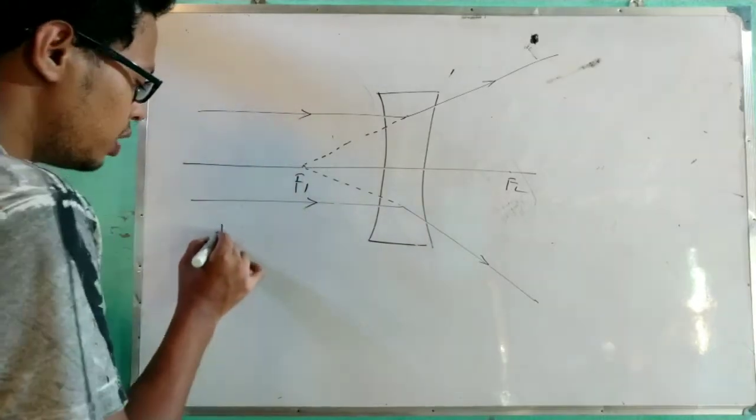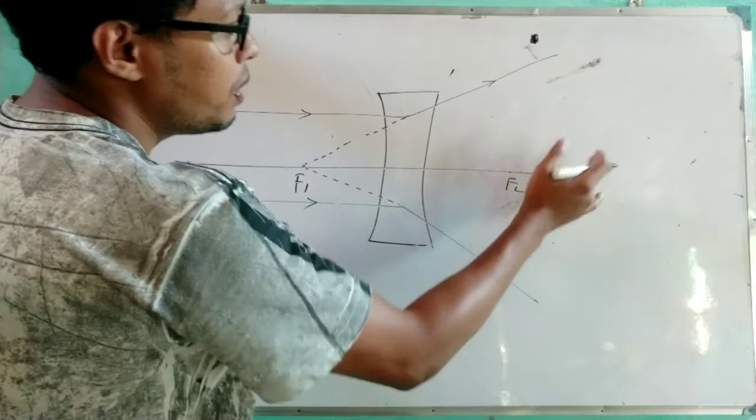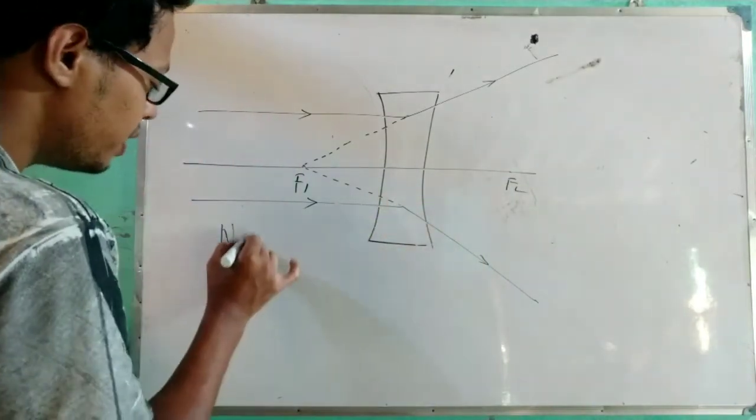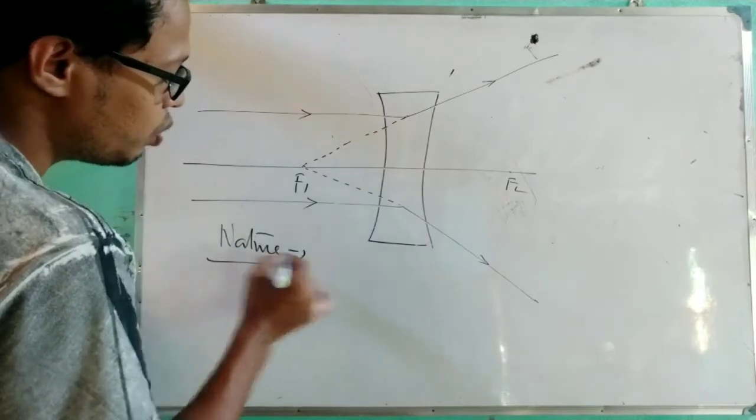And what will be the nature? We are able to see the image because our eye itself is a convex lens. Now what will be the nature? Nature will be number one, virtual.